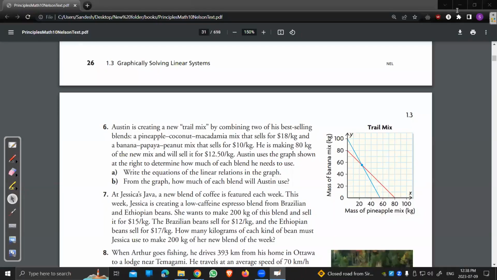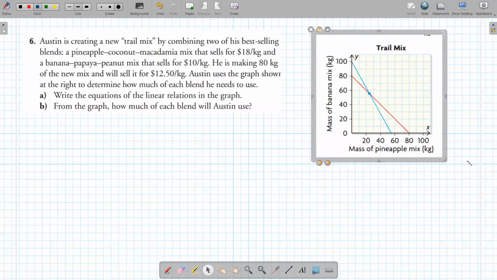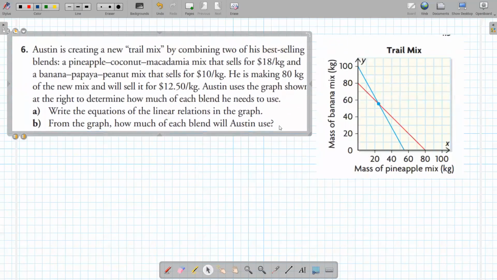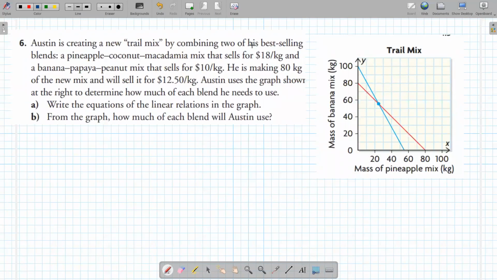But questions like these are a little bit trickier. These are the kind of questions you want to nail if you want to get an A+. So what's happened here? There's a trail mix. We have two blends. The first blend is $18 per kilogram, and another one is $10 per kilogram. He's making 80 kilograms of the new trail mix, and he will sell it for $12.50. Austin uses the graph shown. Write the equations of the linear relations in the graph.